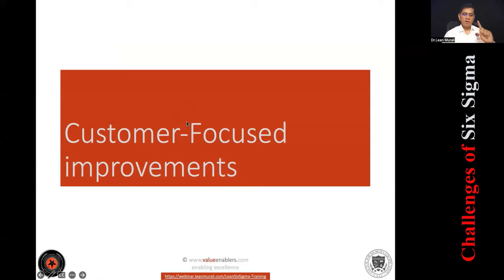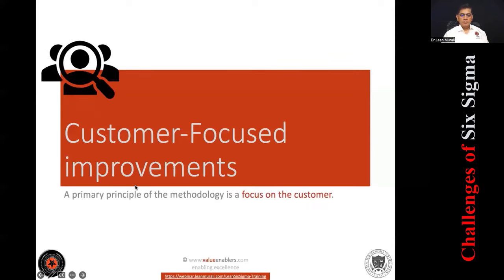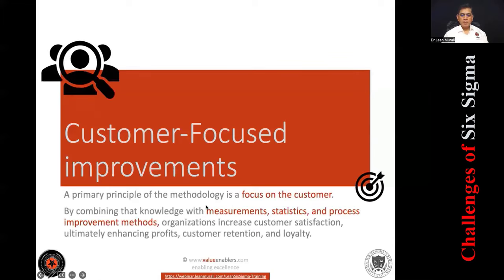First, customer focused improvement. All of you type CFI in the chat box. This is one of the very important principles. Every improvement should first focus on the customer. The primary principle is to focus on the customer. The knowledge that you will learn is measurement, statistics, and process improvement measures. What are the metrics? What are the statistical tools that you will use? And what are the process improvement methodologies you will use to make sure that you enhance profit, retain customers, and build loyalty?